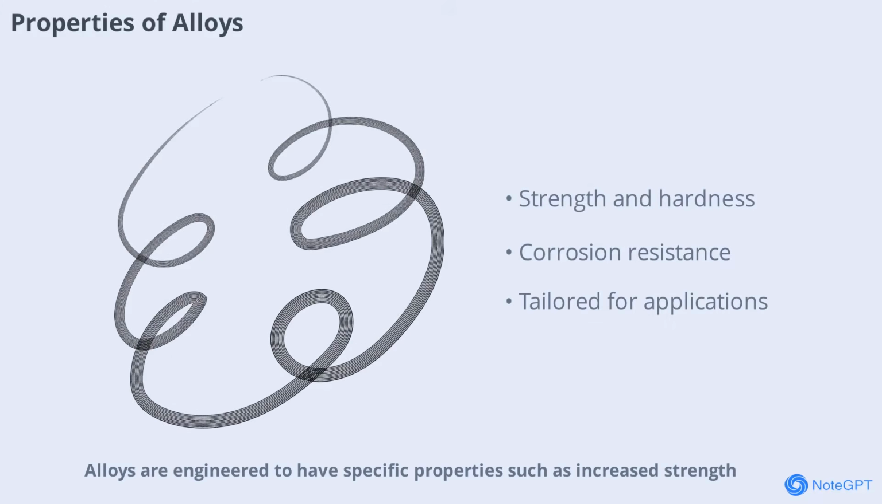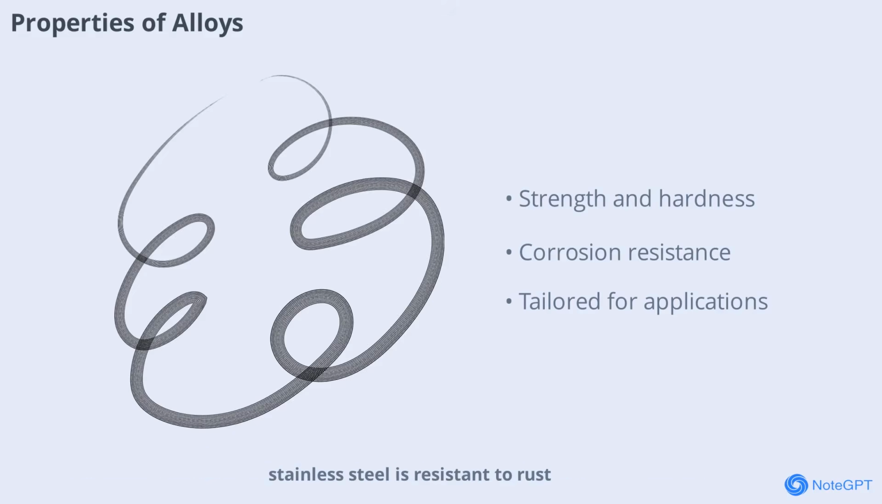Alloys are engineered to have specific properties such as increased strength, hardness, resistance to corrosion, and better electrical conductivity. For example, stainless steel is resistant to rust, while solder, an alloy of tin and lead, has a low melting point, making it ideal for joining metals. The unique properties of alloys make them indispensable in modern technology and infrastructure.